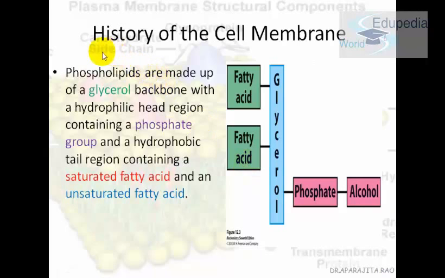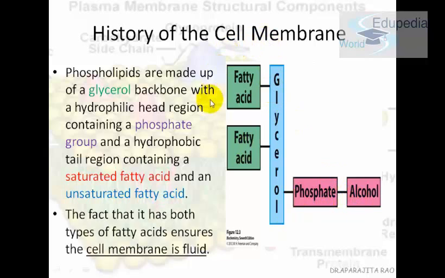The phospholipid molecule has a glycerol backbone, and on one side it has the fatty acid group, which can be a saturated fatty acid or an unsaturated fatty acid, and on the other side it has a phosphate or alcohol group. Because of this fat, the fatty acid group is there, the cell membrane is fluid in nature.